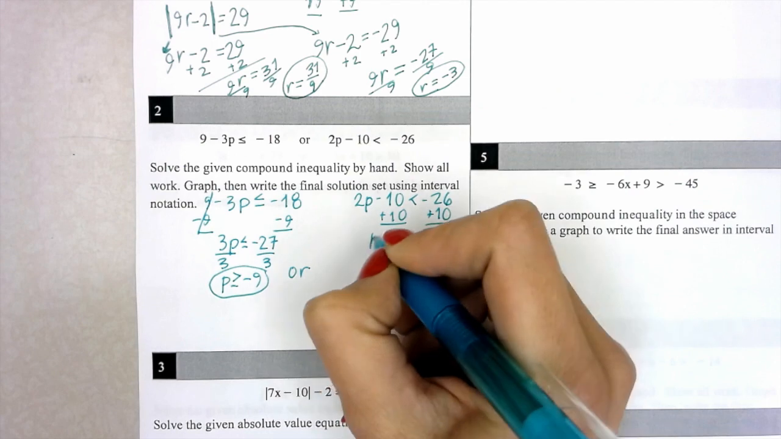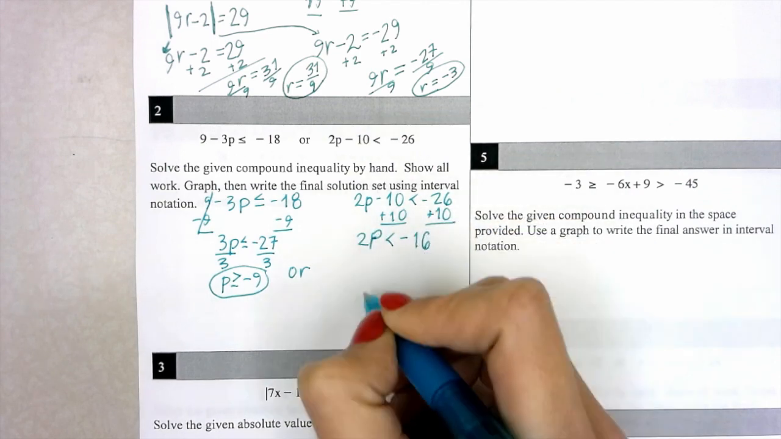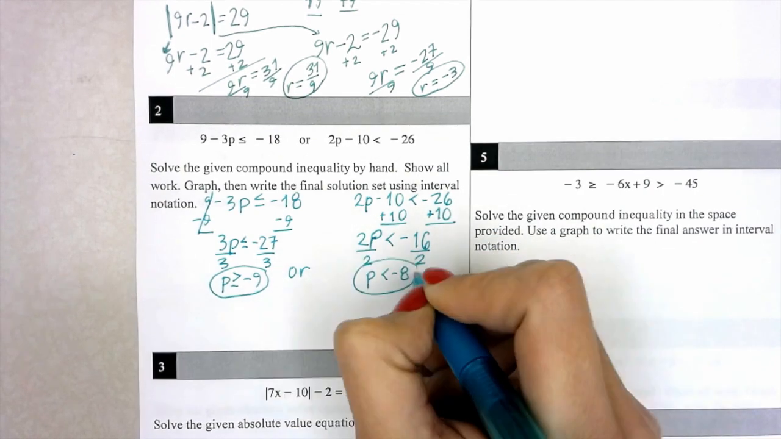2p, I don't know what I'm writing, sorry. 2p is less than negative 16. Divide by 2. P is less than negative 8. So it can be this or that.